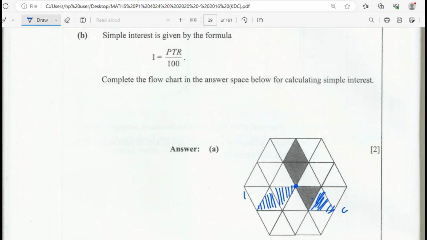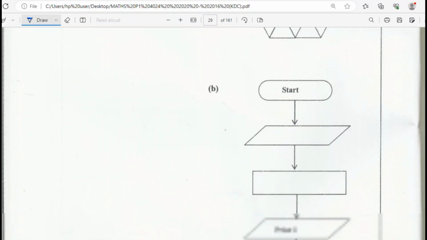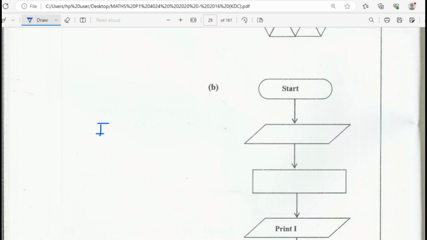Then, simple interest is given by the formula I is equal to PTR divided by 100. Complete the flowchart in the answer space below for calculating simple interest. So with the formula I equals P, P is just the principal, the money that is invested. Then T is the time in years. R is the rate, the percentage given for the annual period.